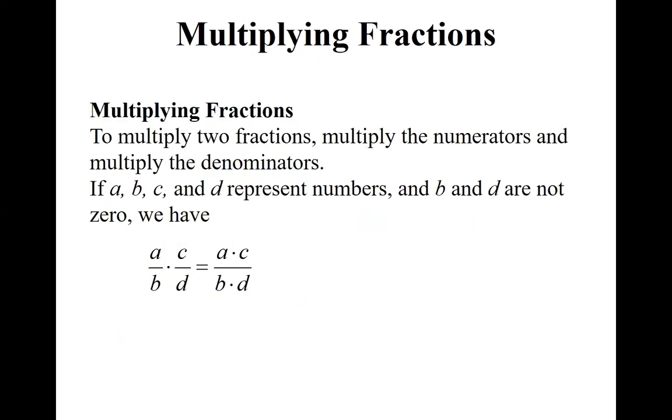So to multiply two fractions, we multiply the numerators and multiply the denominators. This is one way that fractions work the way you would want them to work, the way you would naturally expect them to work. We just multiply across the top and multiply across the bottom. If we have A over B times C over D, that would be A times C over B times D.